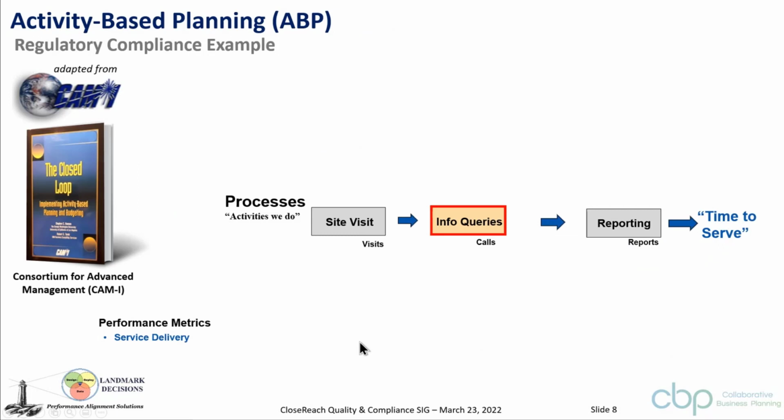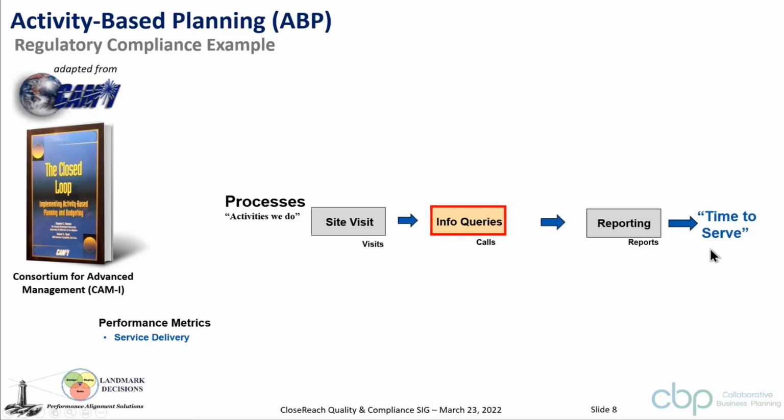So we use that process flow construct with activity-based planning. Activity-based planning was popularized through this work at CAM-I, the Consortium for Advanced Management, in this publication they did. Actually, my colleague Derek online here is one of the co-authors of that book. If you wanted a deeper dive beyond what you're getting in ABP here today, you can certainly order that up or let us know. We can give you some details on that.